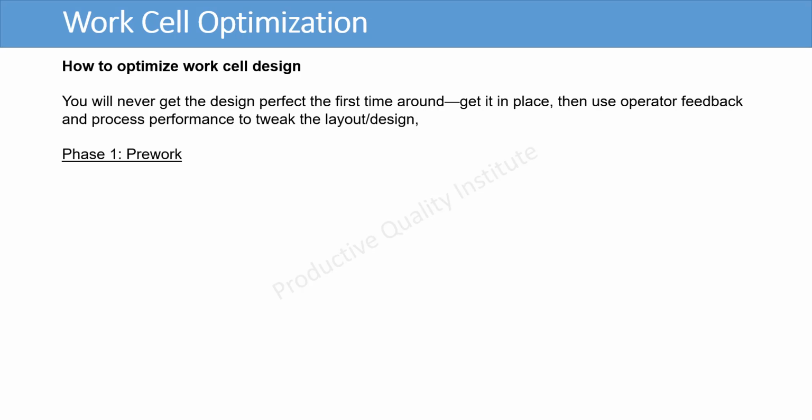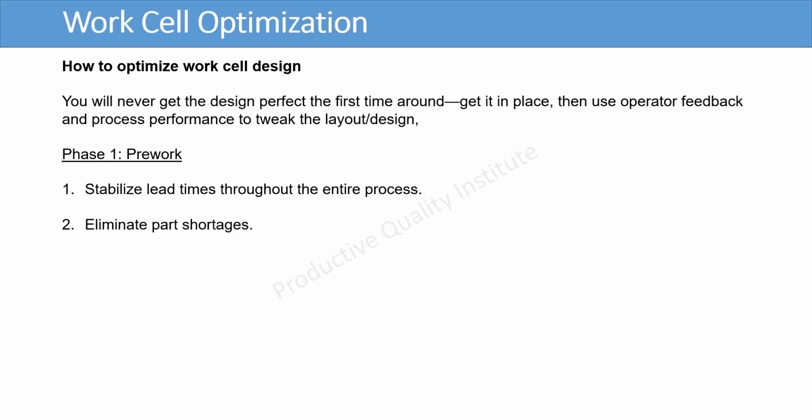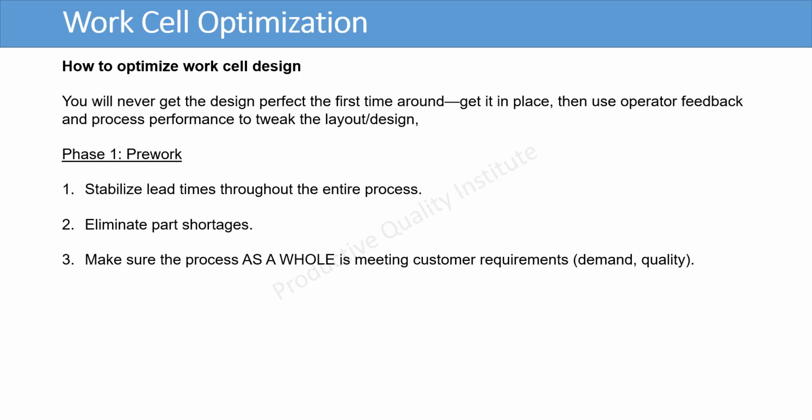Phase 1, Pre-work. Stabilize lead times throughout the entire process. Eliminate part shortages. Make sure the process, as a whole, is meeting customer requirements, demand and quality.